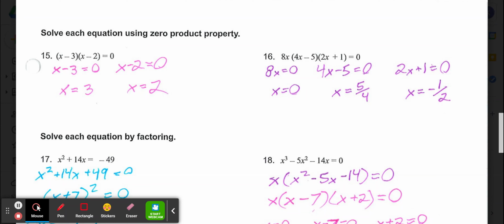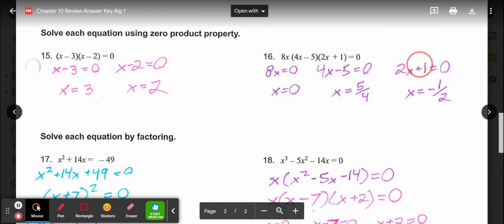16. We take each part, set it equal to 0. So 8x equals 0. Divide by 8, and x is still 0. 4x minus 5 equals 0. So we'd add 5 and divide by 4. So x is 5/4. And 2x plus 1 equals 0. So we'd subtract 1 and divide by 2. So x is a negative 1/2.